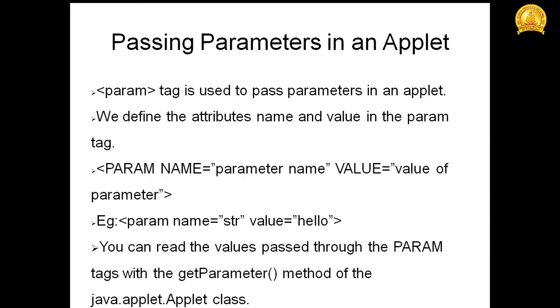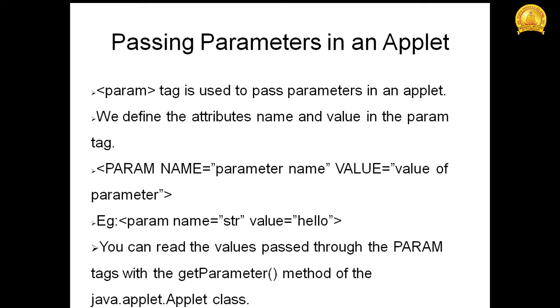Next, let's see how to pass parameters in an applet. In an applet, you can pass parameters using the param tag. So in the HTML code that you define, in addition to the applet code that you define in the applet tag, you also have to define the param tag if you want to pass parameters in an applet. So the param tag is used to pass parameters in an applet.